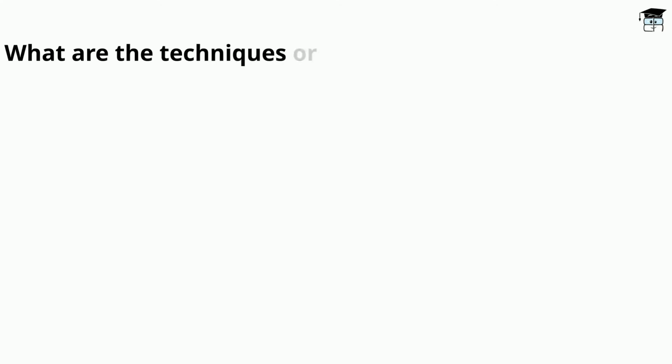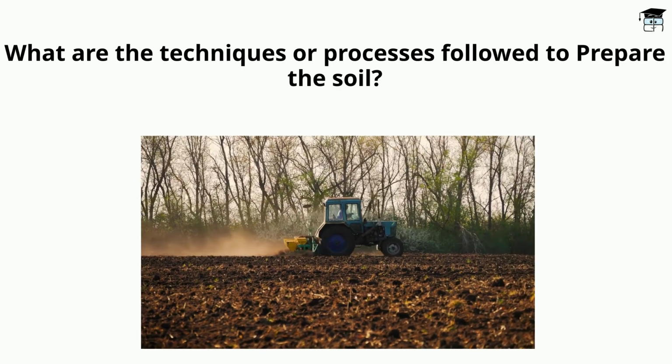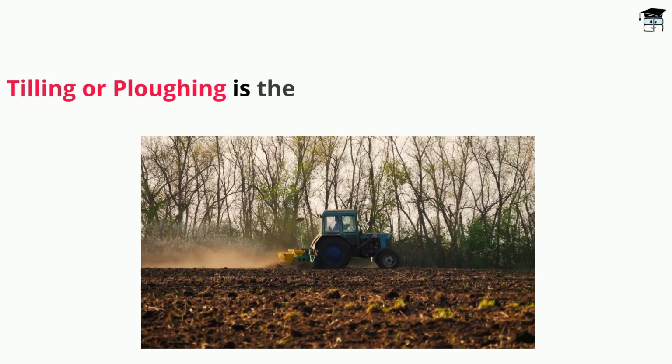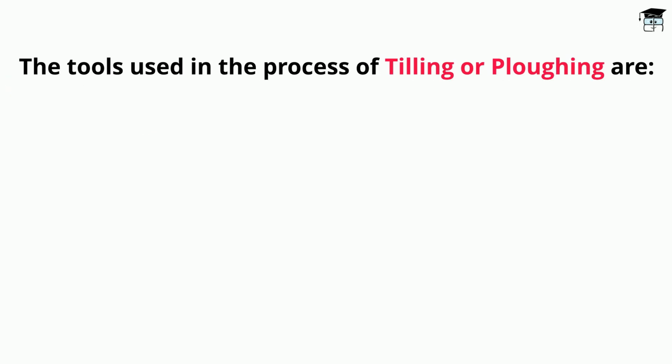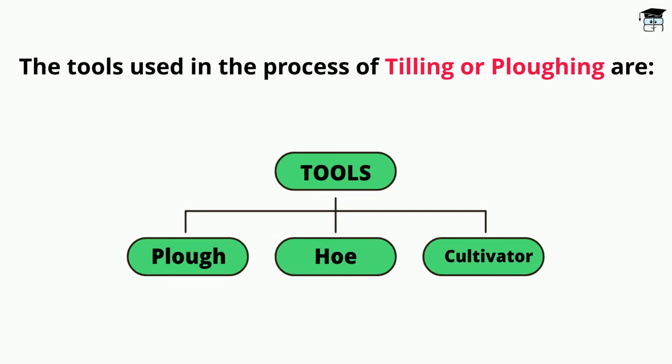What are the techniques or processes followed to prepare the soil? Tilling or plowing is the process followed to loosen or prepare the soil. The tools used in the process of tilling or plowing are plow, hoe, and cultivator. The first tool that helps in loosening and turning of the soil is plow.